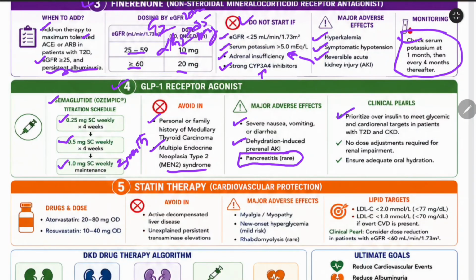Clinical pearl: prioritize GLP-1 agonists over insulin to meet glycemic and cardiorenal targets in patients with type 2 diabetes. So whenever a patient has diabetes mellitus with CKD, always prioritize GLP-1 agonist over insulin. This is to be remembered. No adjustments required for renal impairment. This is also an important point. Ensure adequate oral hydration. This is a very important point. The patient should have adequate hydration.